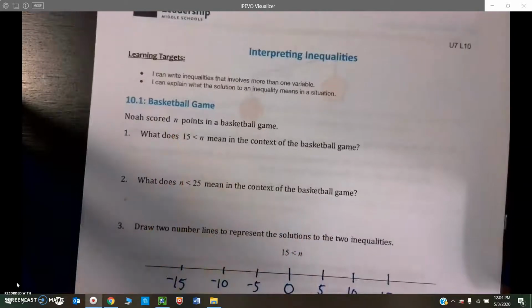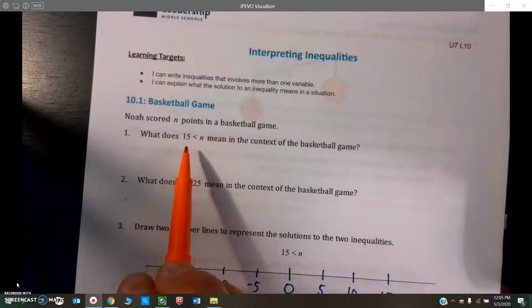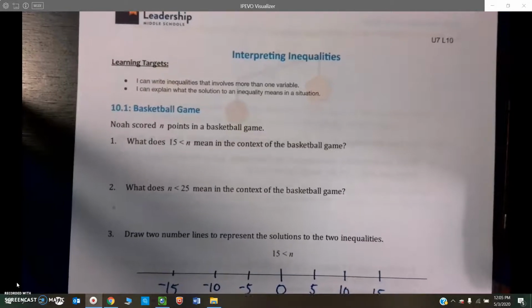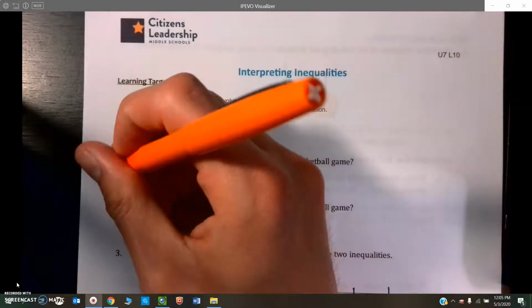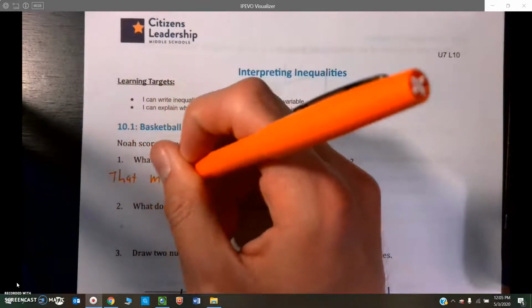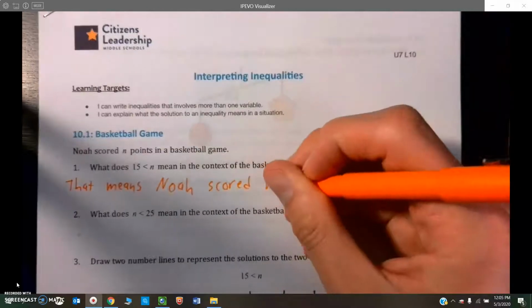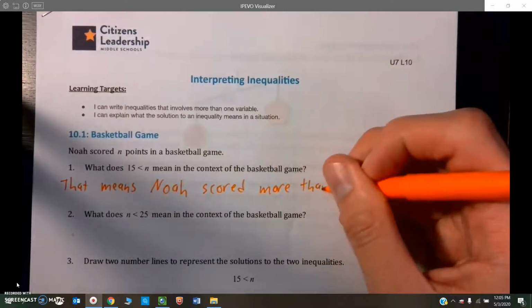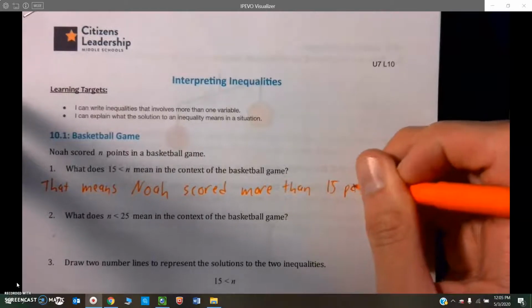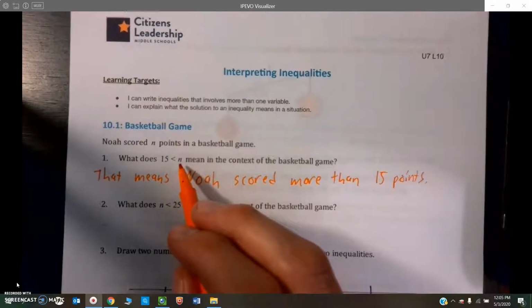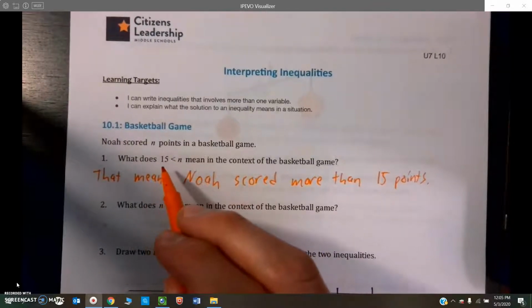So, basketball game. Noah scored N points in a basketball game. What does 15 is less than N mean in the context of the basketball game? Go ahead and pause the video and try and answer that yourself. That means Noah scored more than 15 points. Because it is saying Noah's points are greater than 15, right?